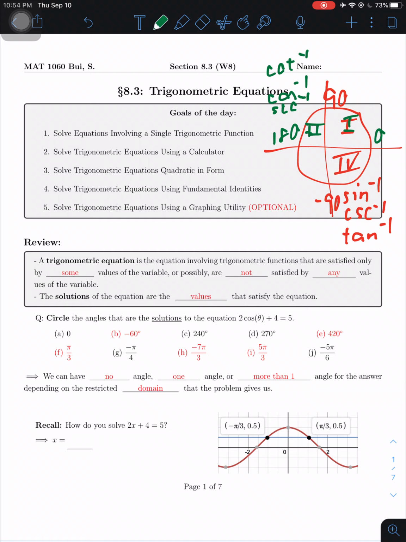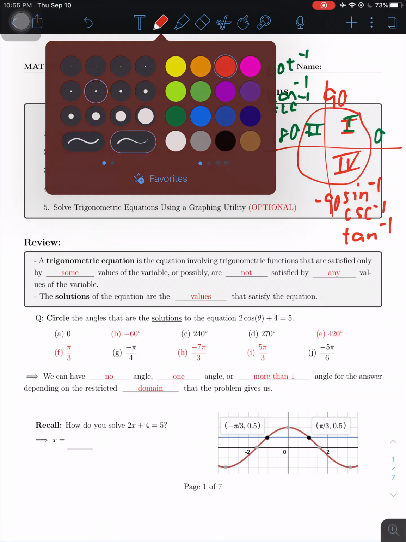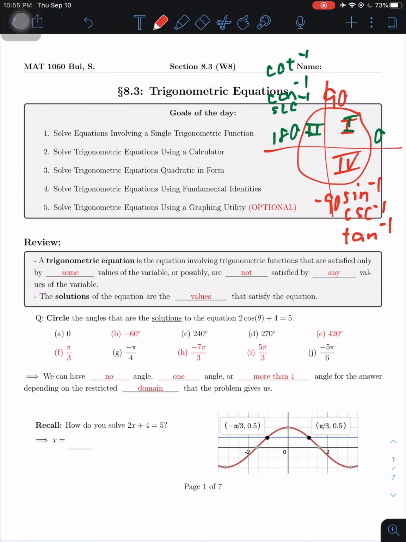Okay, and the solutions of the equation are the values that satisfy the equation. And what does it mean to satisfy? I'm going to show you one quick example. The first question here is to circle the angles that are solutions to this equation. I've highlighted all the answers in red, and if you want, you can check them also.